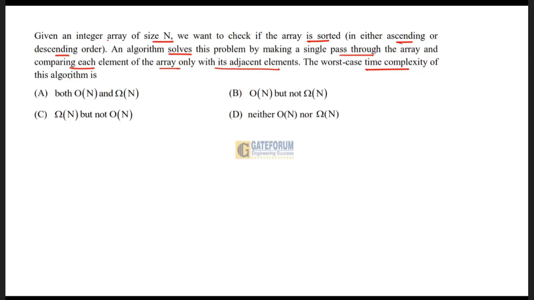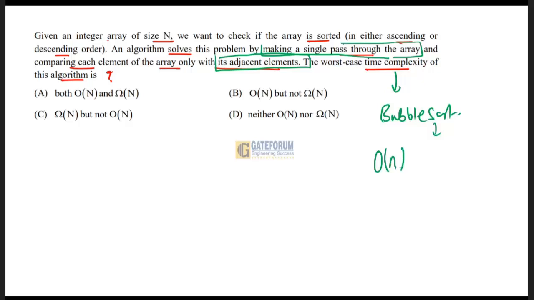The worst case time complexity of this algorithm is, so here two constraints are given on which we need to focus. One is making a single pass through each array element and comparing the element with its adjacent element, and they are asking the worst case time complexity for that. For this purpose we can go for bubble sort, which compares the adjacent elements, and by comparing adjacent elements every time, it can perform the task in order of n. So we can write it as omega of n.